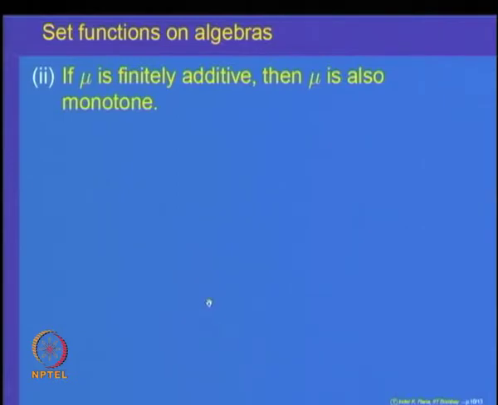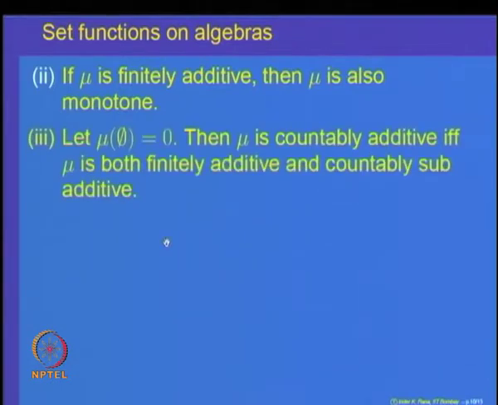And let us say mu is monotone, which we have already shown. So, let us look at the next property, a very important thing: characterization of countable additiveness of the set function. Suppose mu of phi is equal to 0, then we want to claim that mu is countably additive if and only if mu is both finitely additive and countably subadditive.